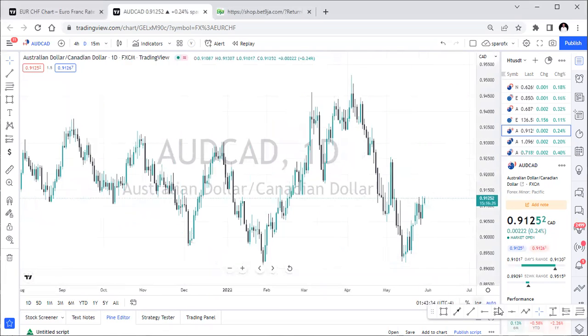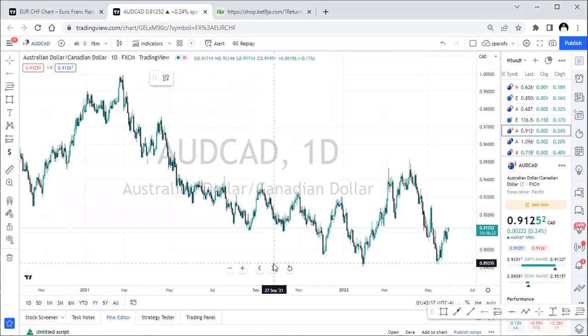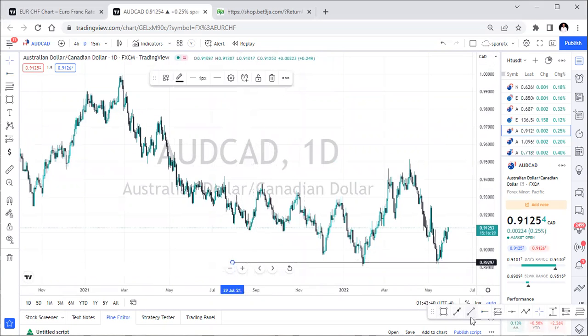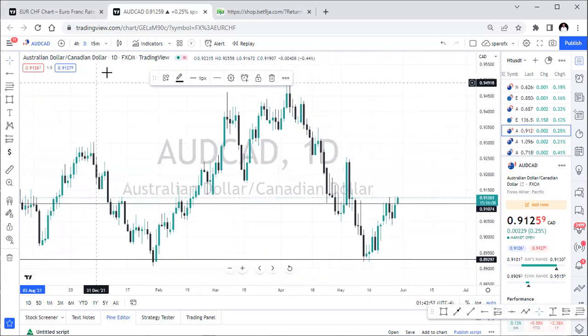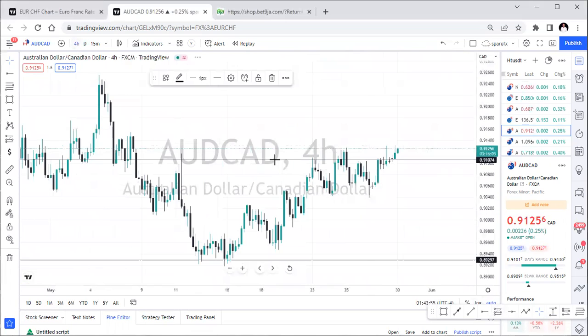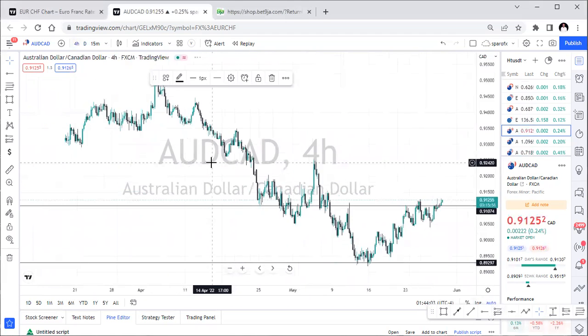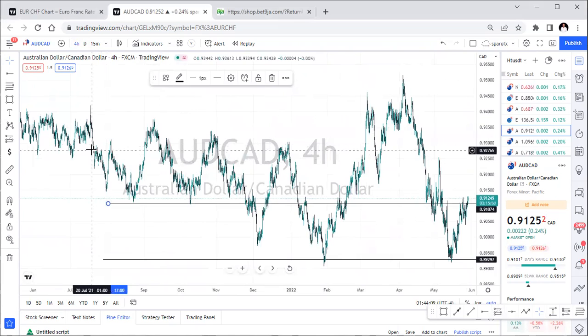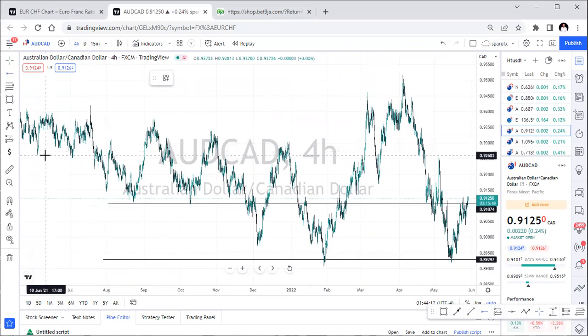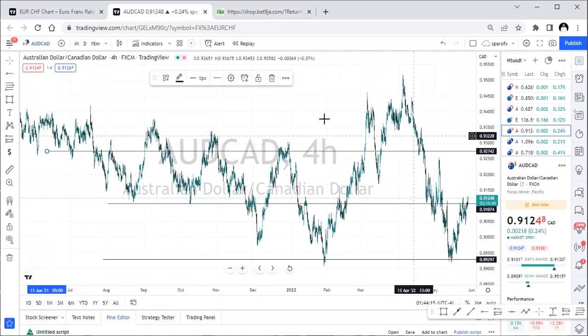At first, let me mark out my key levels. These are my key levels, level of support, the level of resistance. And now it seems if you go to the 4-hour time frame, the market has actually closed above the resistance line. And the next resistance from here is around this very region.